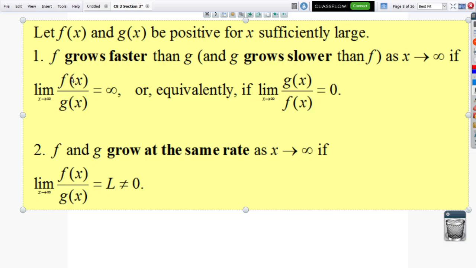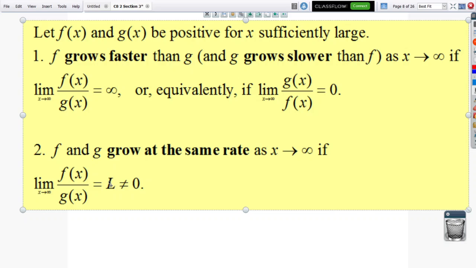Or even if you're trying to find out if they grow at the same rate. All of the problems today, you're going to start off with the limit as x approaches infinity of a function compared to another function. If you get infinity out of that ratio, that means that the top grows faster. And consequently, the bottom grows slower. If you get 0, the top grows slower. And consequently, the bottom grows faster. If you get any number that is finite and is not equal to 0, the two functions grow at the same rate.